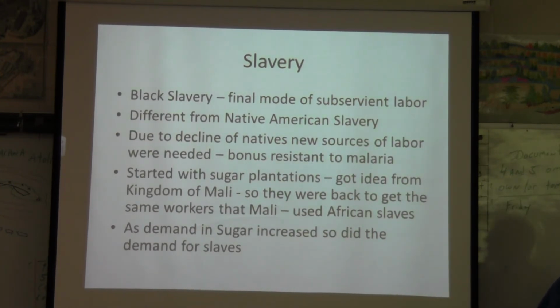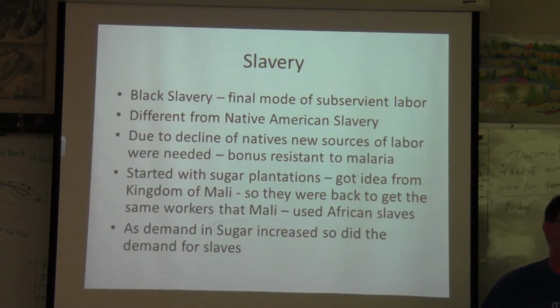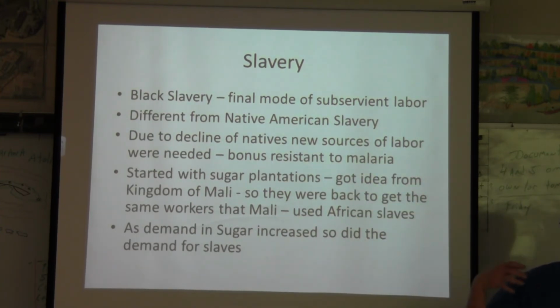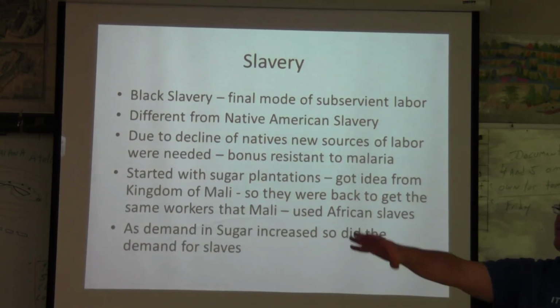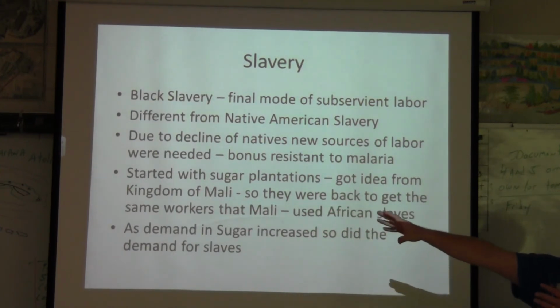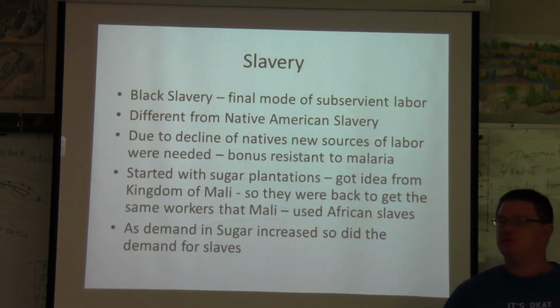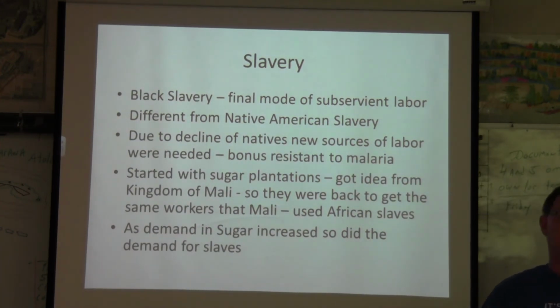And slavery, black African slavery, will be the final mode of forced labor. When the Native Americans all die, the Portuguese and Spanish, remember, were trading with Mali over on the west coast of Africa on their sugar plantations. So they go over and they buy slaves from West Africa and bring them over. It was economic needs. It was labor practices. And as sugar becomes a hot commodity, we need more slaves to grow more sugar.